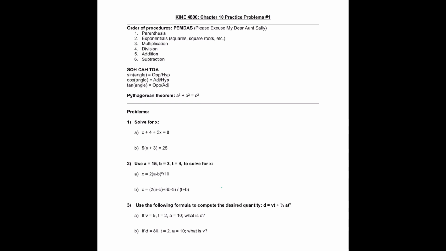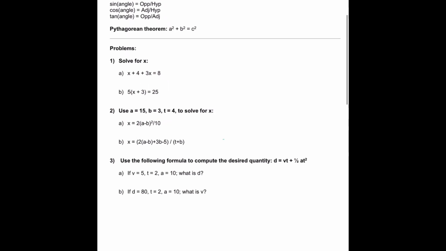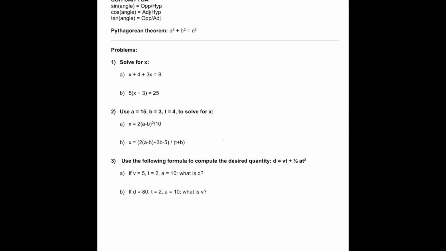So in this case here for number 1, it's asking us to solve for x. For most of the points here, it should be kind of review, but if not, don't worry. It's relatively easy to find every step here. So let's go ahead and get started.